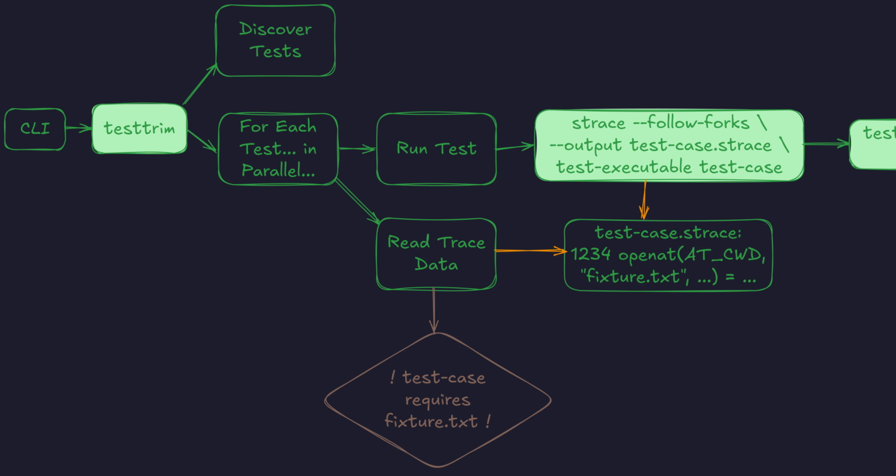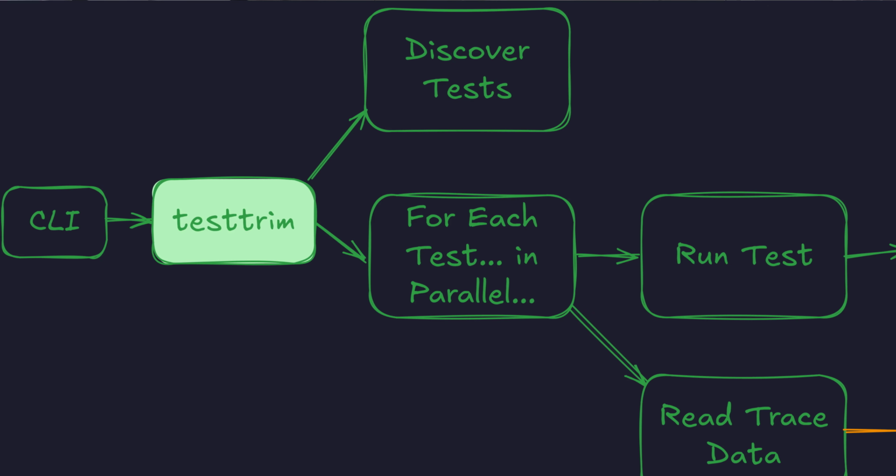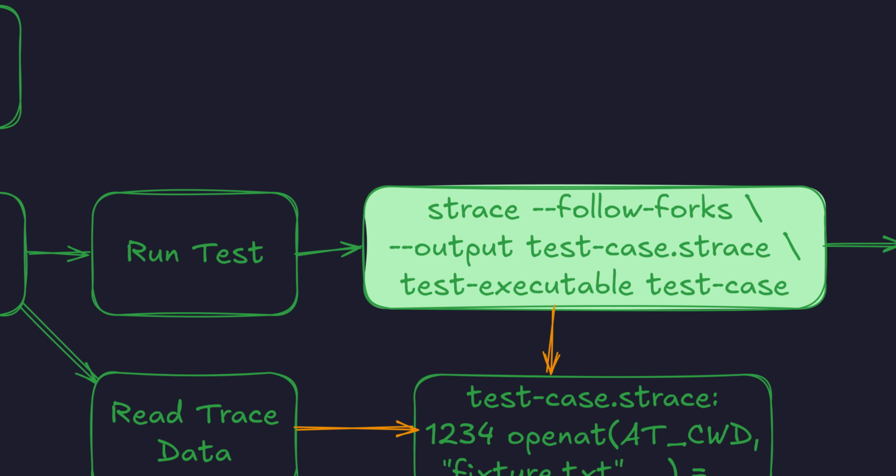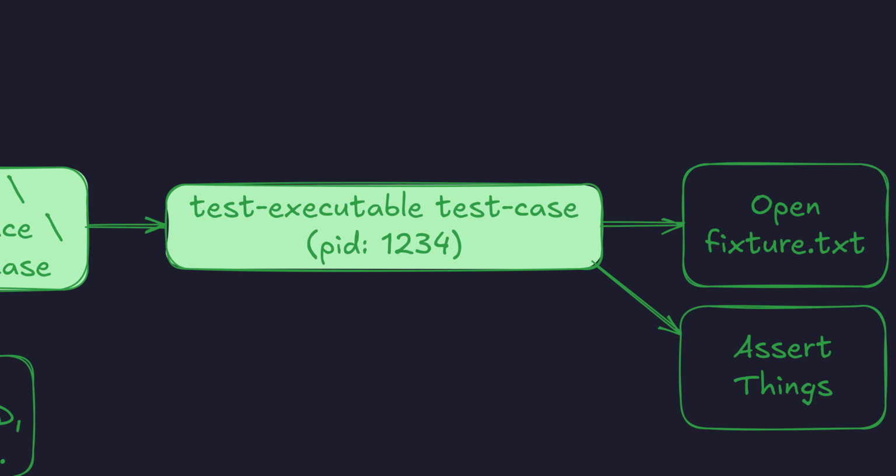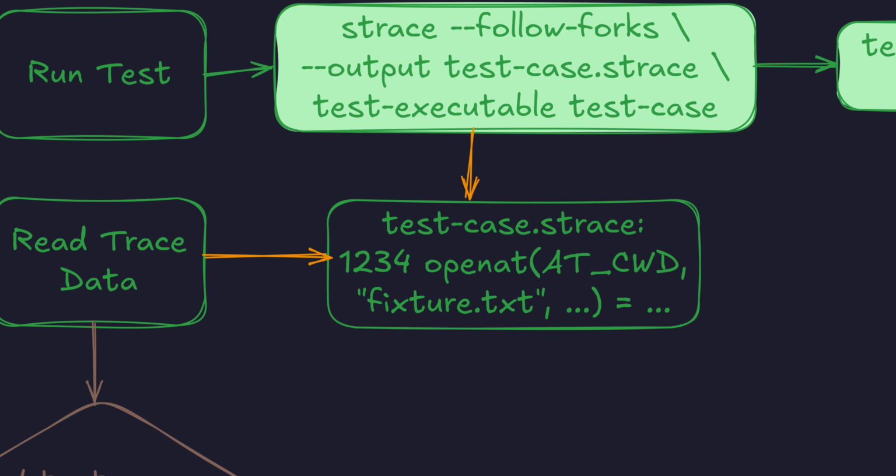When you run testtrim from the command line, testtrim finds all of the tests in your project, and then for each test, in parallel, it runs the test under strace. When the test process, here process ID 1234 or PID 1234, performs a syscall like opening the file fixture.txt, strace writes a record to the output file.